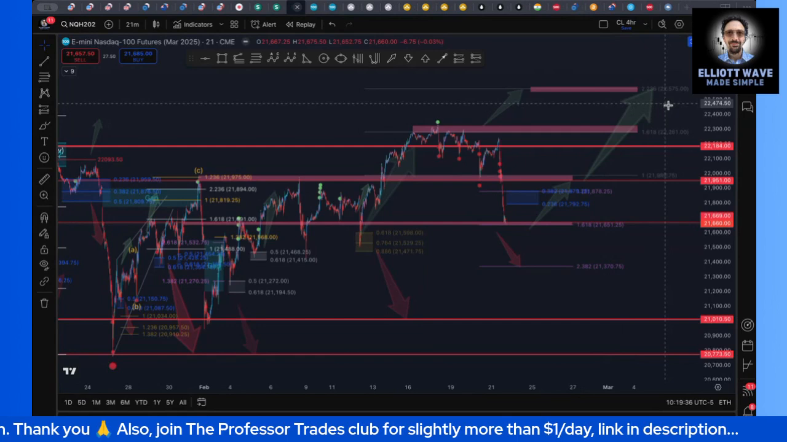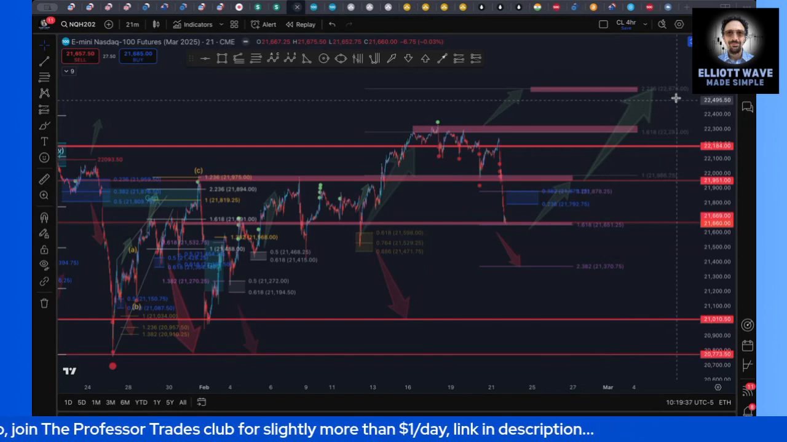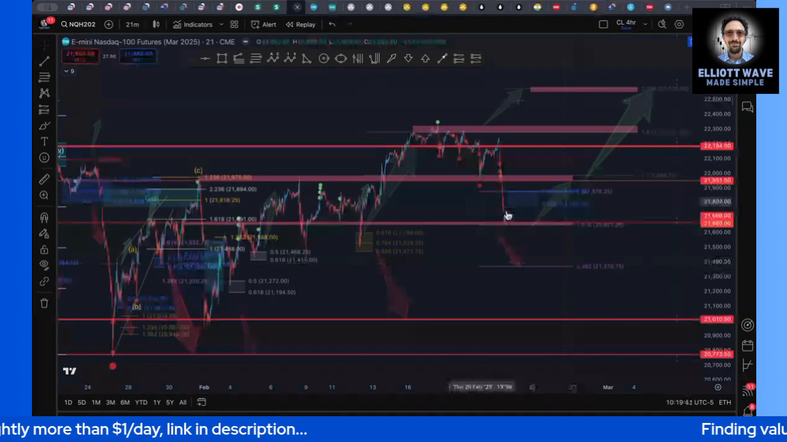But 22,575 is a perfectly good fib. So we'll do better once we get more price action. But anyway, that's the deal with the Nasdaq. So have I missed anything?